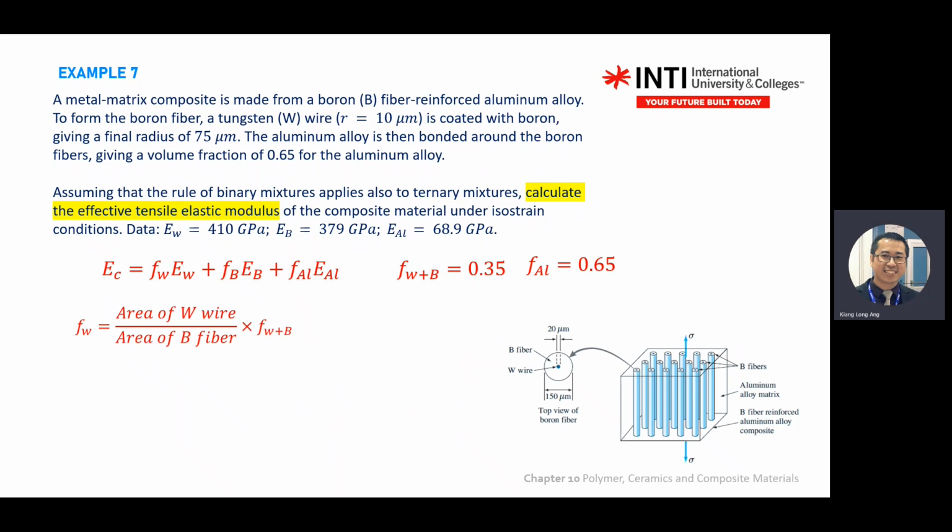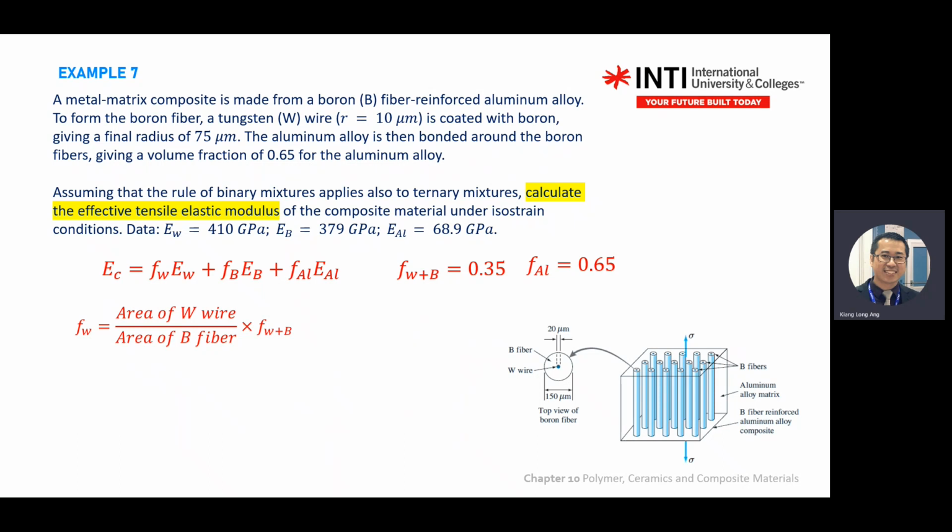Now you start to calculate the fraction of the wire. This is a combination between two. So you need to find within this 0.35, how much is tungsten, how much is boron. In the question, it gives you some information to calculate, which is the radius of the B fiber and the W wire. The W wire is 10 micron, so diameter is 20. Then coated with boron with 75 radius or 150 micron diameter.